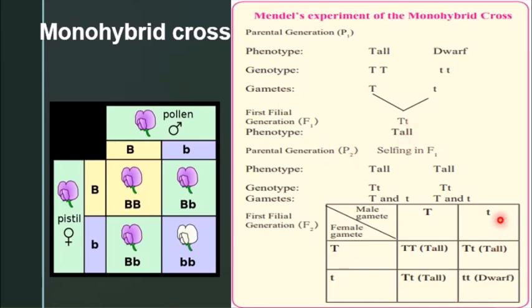So this is how you make the cross, and this is called the monohybrid cross. Here we have taken only one character, that is the plant height. We have taken only tall and only dwarf. As we have taken only one character, it is called a monohybrid cross.